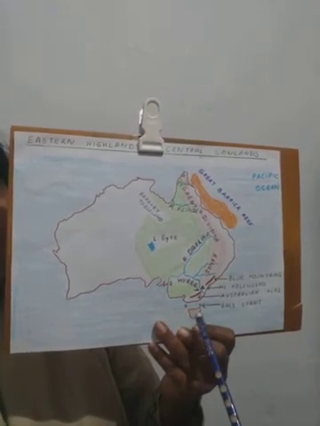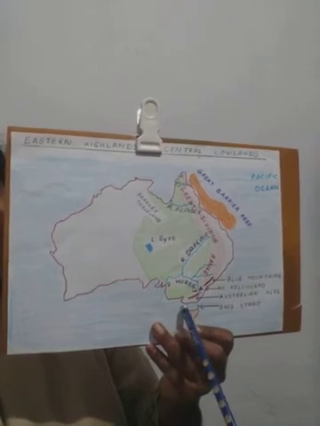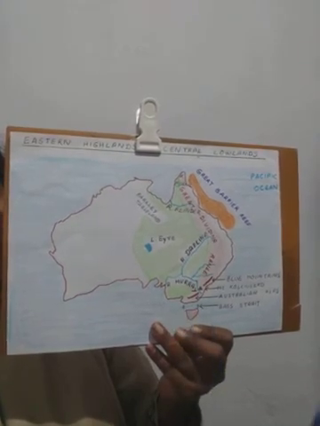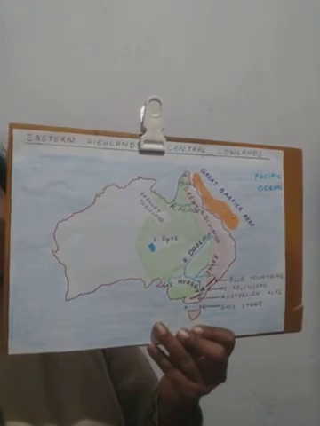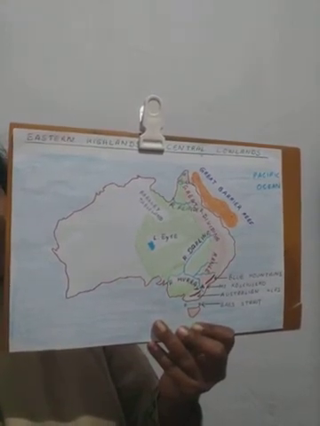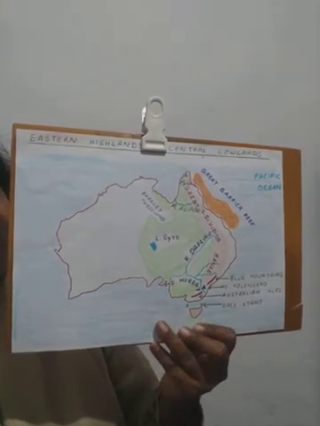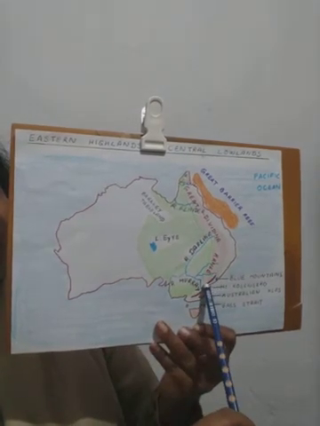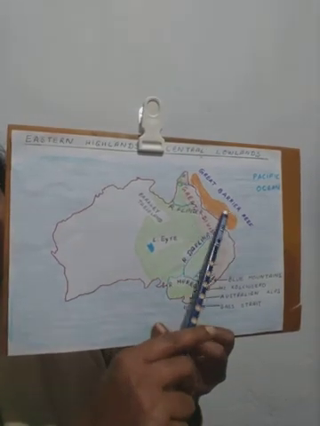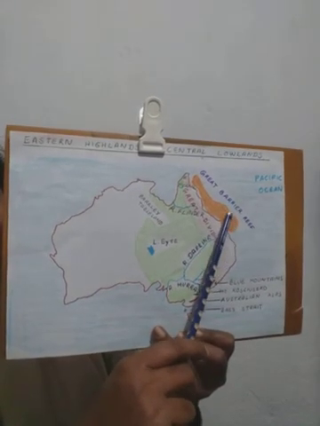This island of Tasmania is separated from the Australian mainland through a narrow strip of water, which is known as Bass Strait. Now this Eastern Highlands is further divided into 2 parts. First, the Great Dividing Range, and secondly, the Great Barrier Reef, which is in the shallow waters in the sea.